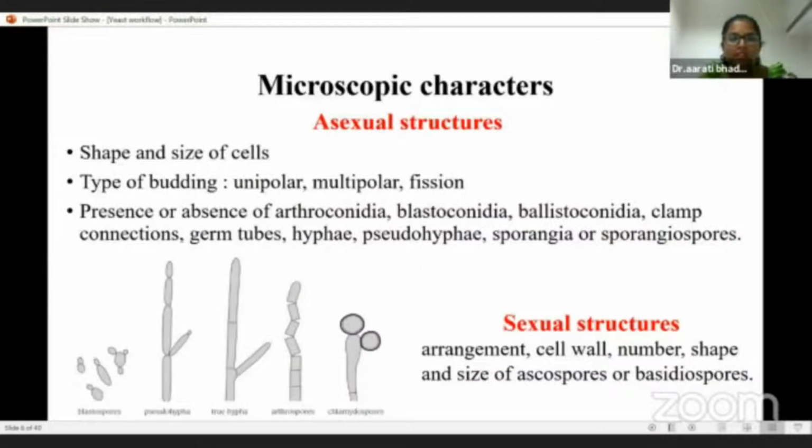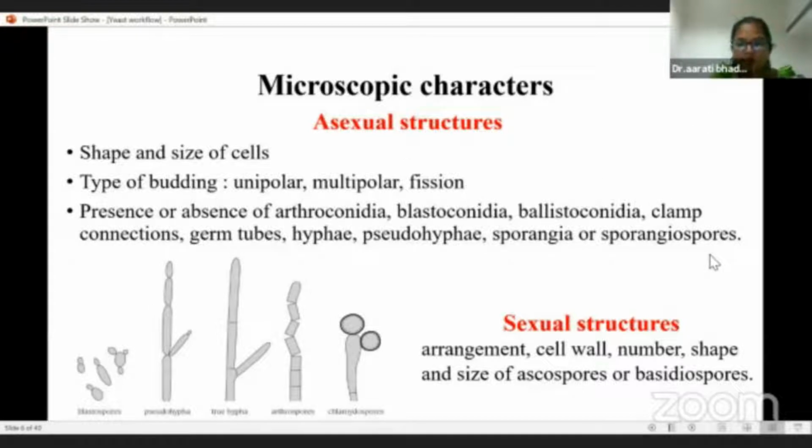In the microscopy, we have to see the asexual structures like blastospores, pseudohyphae, true hyphae, then arthrospores, chlamydospores. Presence or absence of these things will decide the species. The type of budding should be noted, whether unipolar, multipolar, or by fission. And the shape and size of the cells are very important. So these are the asexual structures.